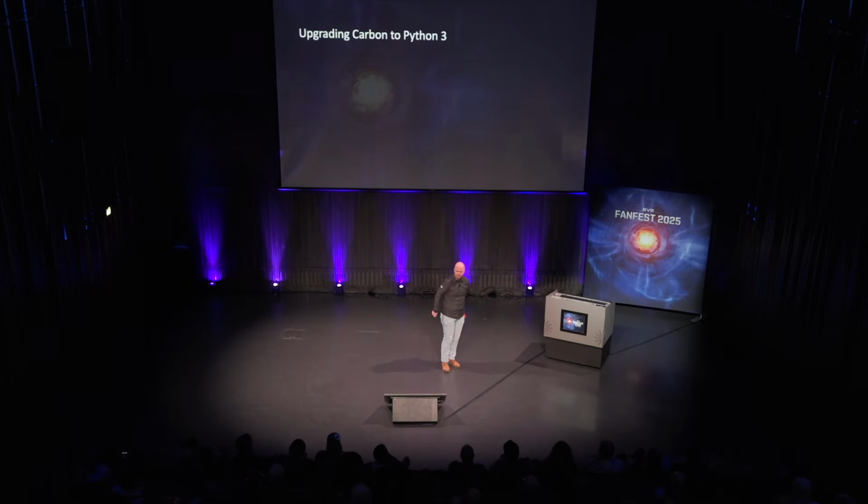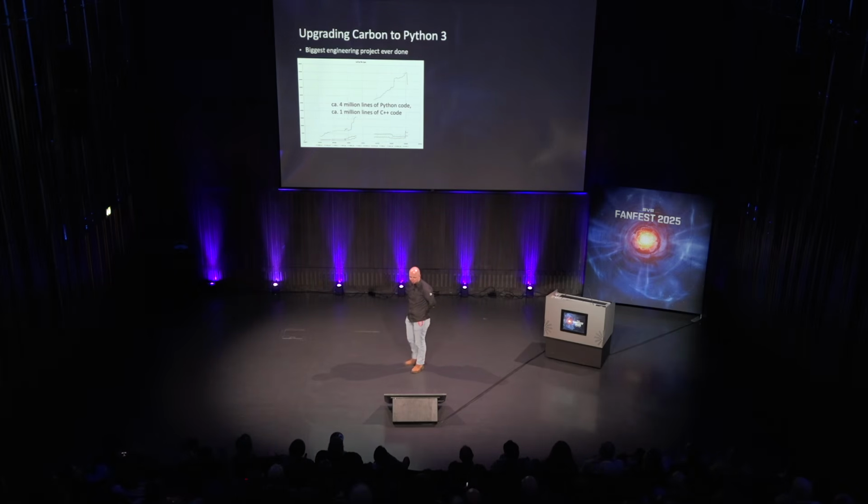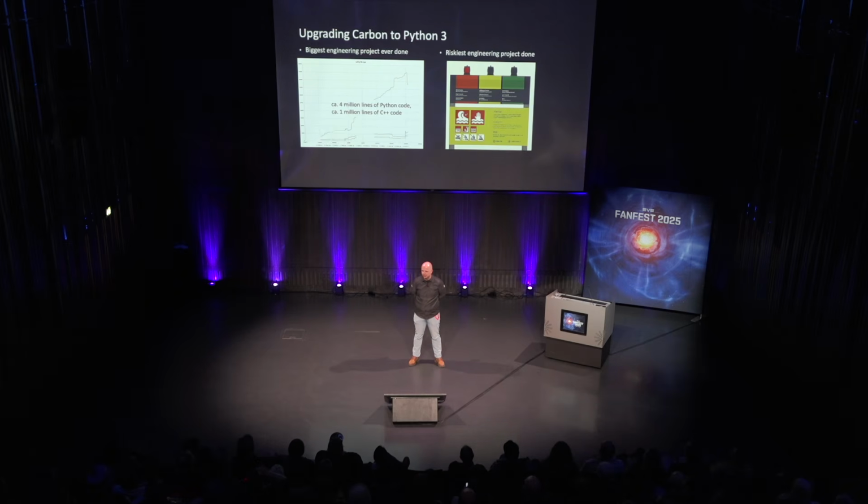So we decided to upgrade Carbon to Python 3. And it's a huge project. You can see here the amount of code that we had to touch. It's about 4 million lines of Python code, about 1 million lines of C++ code, and that kind of makes it the biggest project CCP has ever done engineering-wise, apart from creating EVE Online itself in the first place. Given that sheer size, it's also the riskiest project that CCP has ever done.